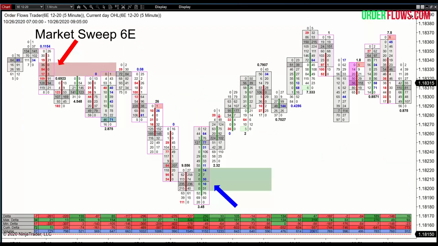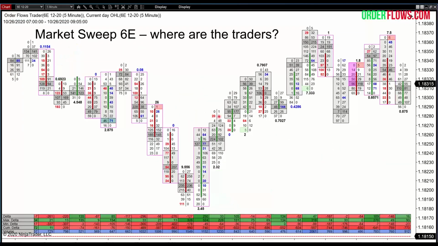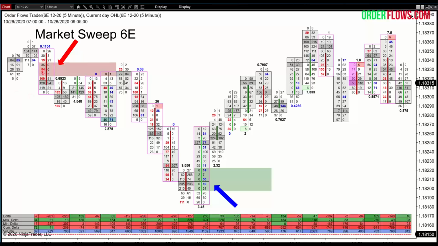Earlier, here, well, on this euro currency, this was a stacked imbalance over here, but the sweep led the stacked imbalance. And obviously on this buy down here, there's no stacked imbalance. There's imbalances, but they're not stacked on top of each other. So you would have missed that if you're just looking for stacked imbalances.